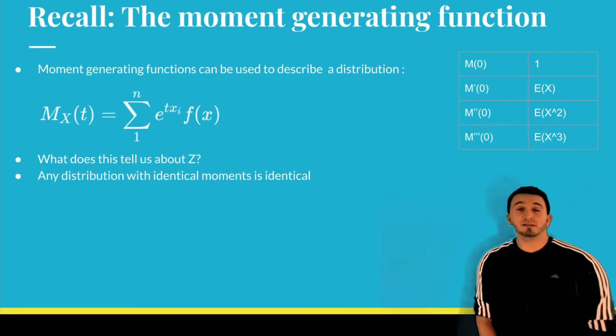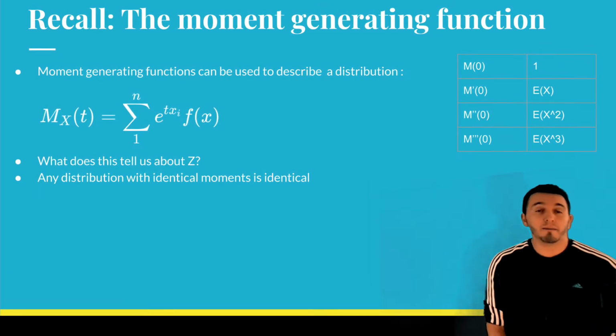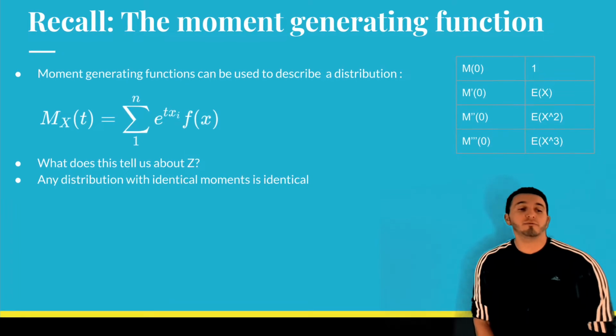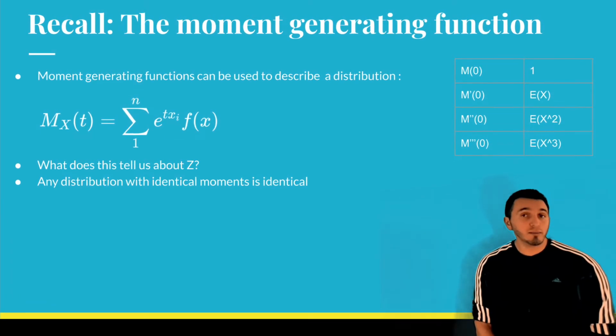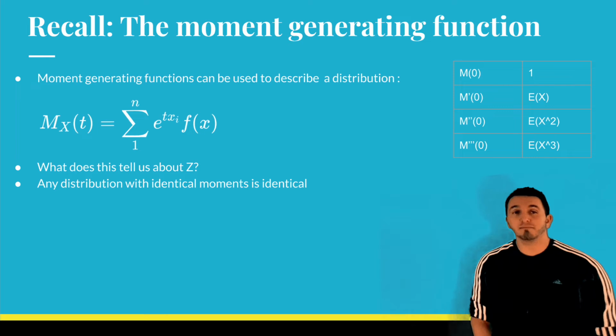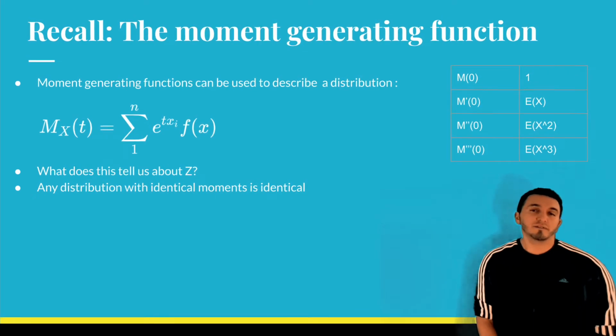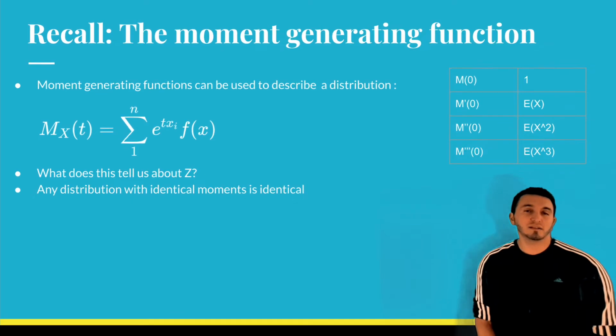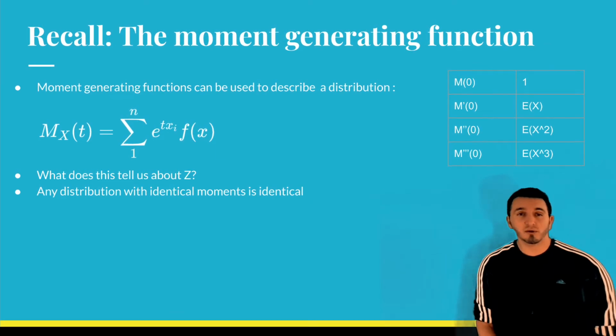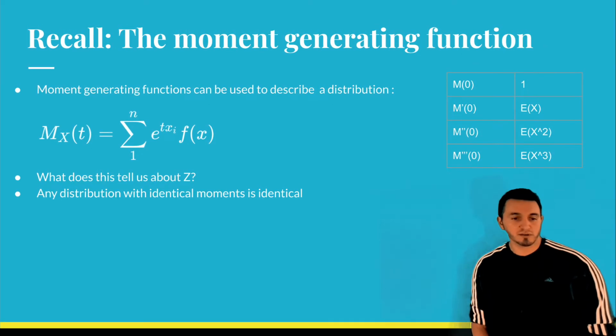What's most important is that we also mentioned before that any distribution that has identical moments is identical. So the moments are deterministic of the random variable itself. So given that, we're going to analyze this z sub n in terms of its moments, or at least in terms of its moment generating function.